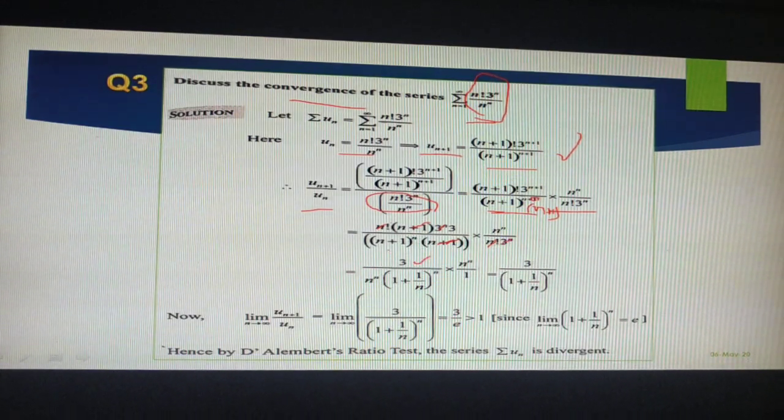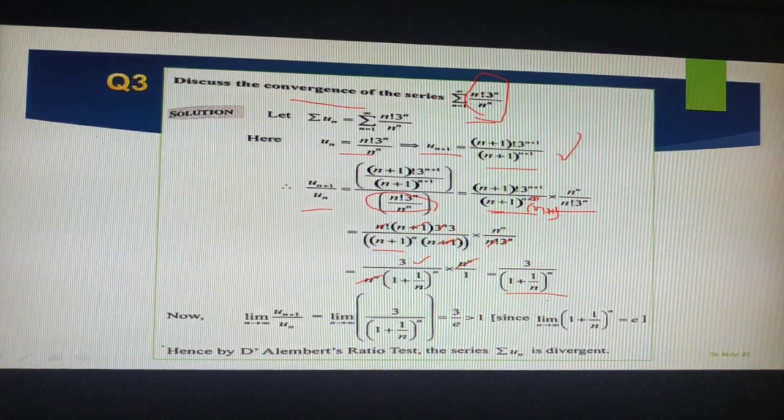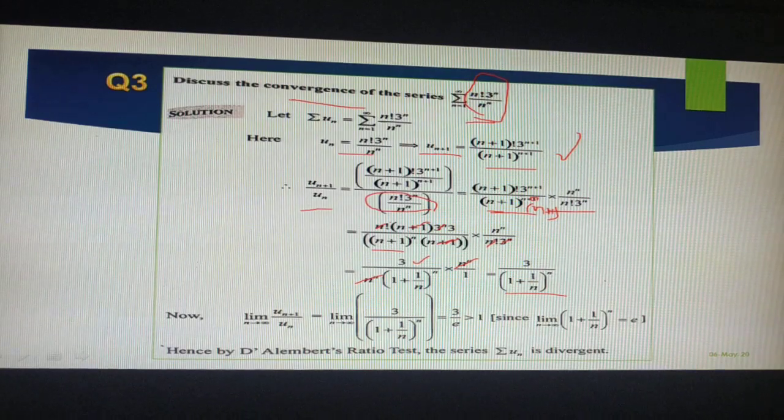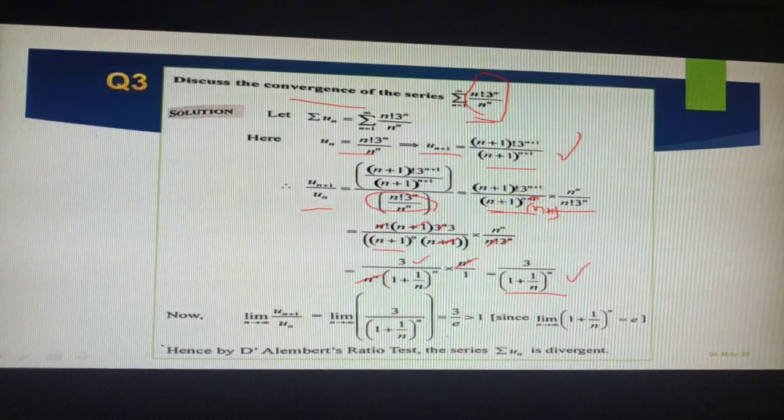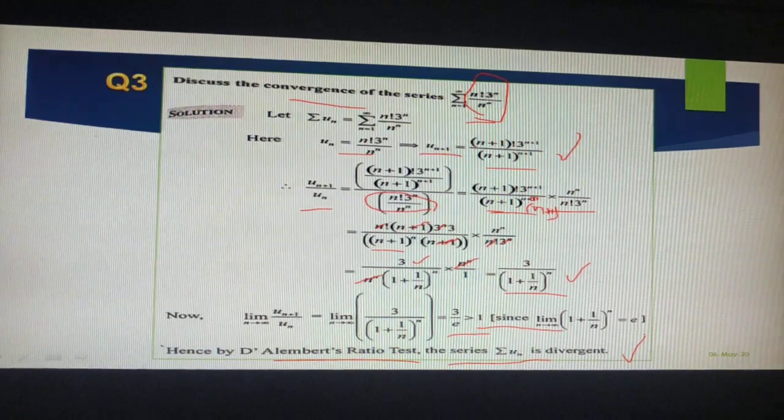Again, from this base I can take n as common, so n to the power of n into (1 + 1/n) whole to the power of n. At that time, this n to the power of n, these two get cancelled, so 3 by (1 + 1/n) whole to the power of n. So what is it going to give you? It's the definition of your e. So 3 by e, where the value of e is 2.713. So 3 by e is going to be greater than 1. So as per D'Alembert ratio test, your given series is going to be divergent.